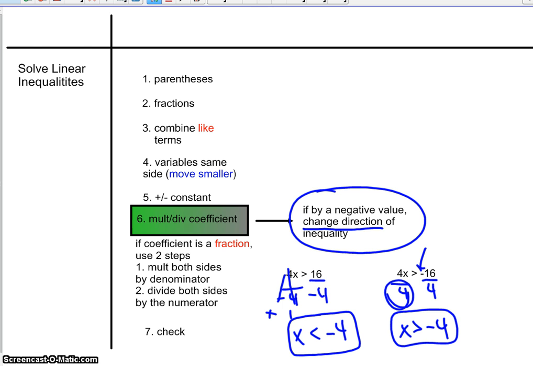Okay, and so when I do that, my sign does not switch. And then finally, we check, and we should really do 2 points. One of those points is the point that makes it equal.